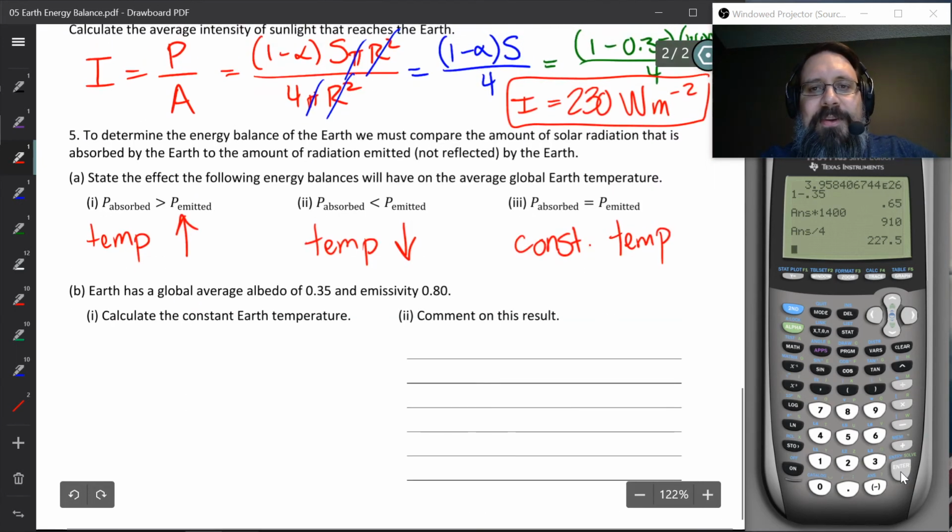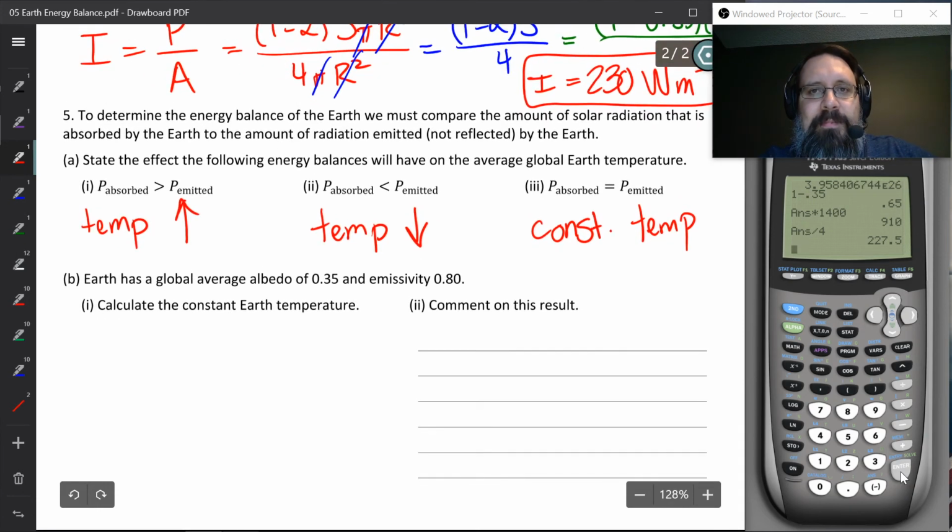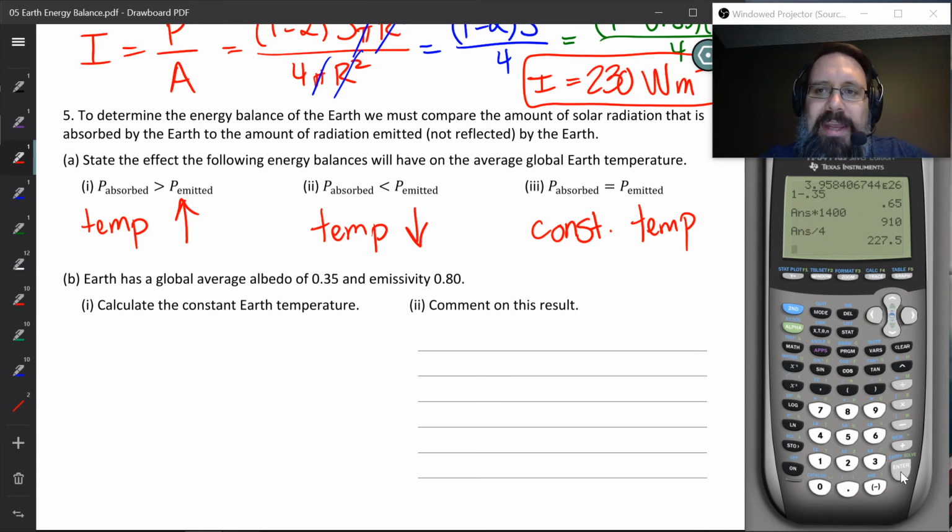Okay, so here's what we're going to do. Based on all the math we did today, we're going to pull it all together and answer this question. The Earth has a global average albedo of 0.35 and emissivity of 0.8, so it's not quite a black body. Calculate the constant Earth temperature.